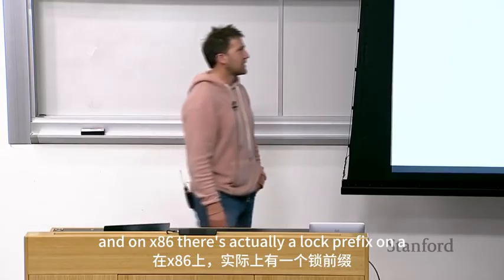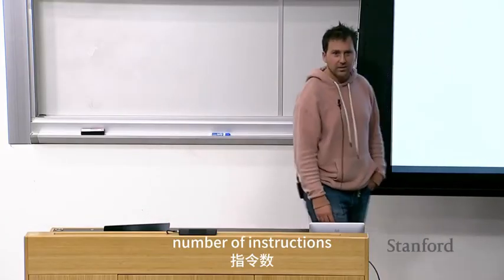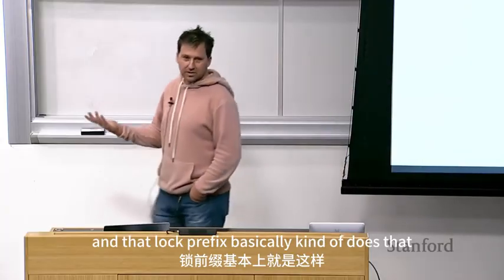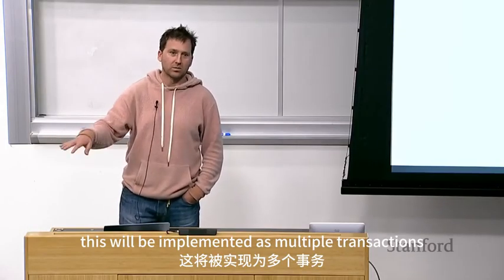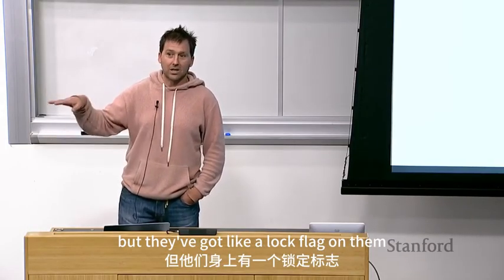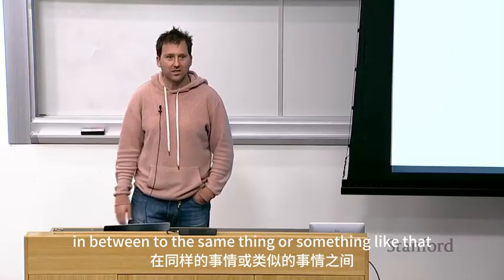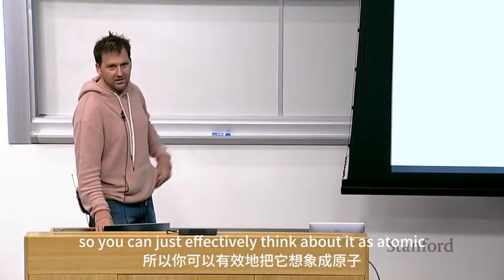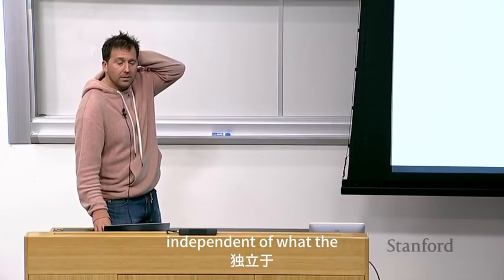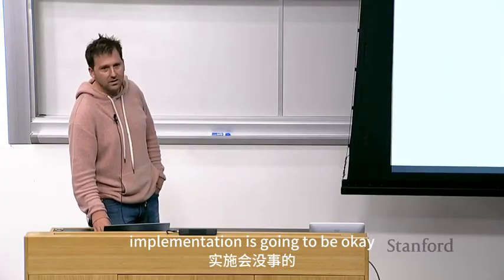And on x86, there's actually a lock prefix on a number of instructions, and that lock prefix basically does that. It says, sure, under the hood, this will be implemented as multiple transactions, but they've got a lock flag on them, meaning that we're not going to allow any transactions in between to the same thing or something like that. So you can just effectively think about it as atomic, independent of what the implementation is going to be.